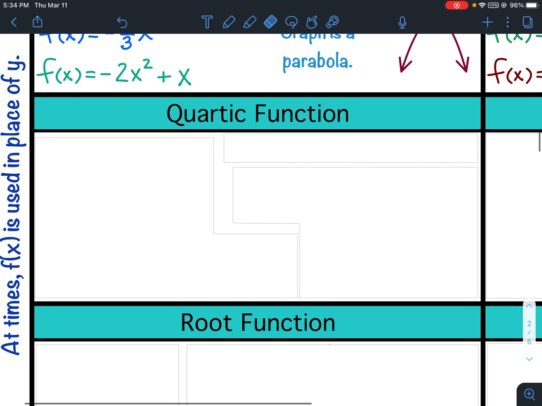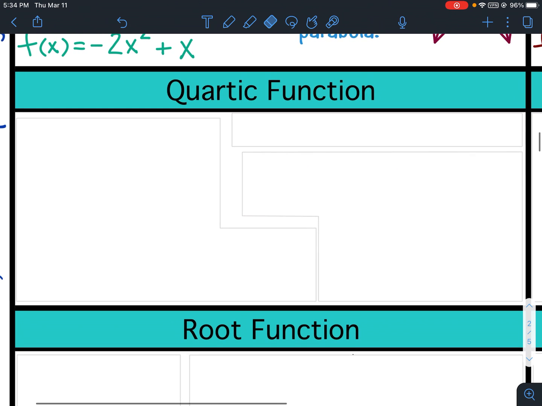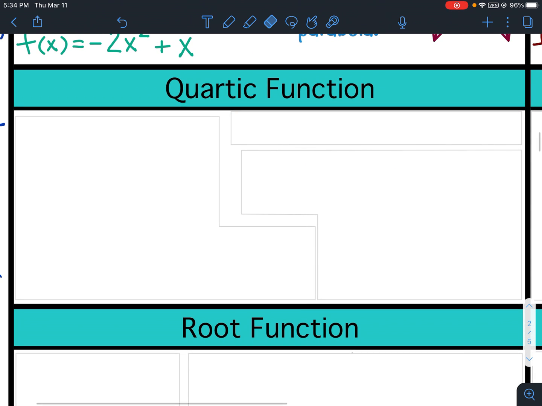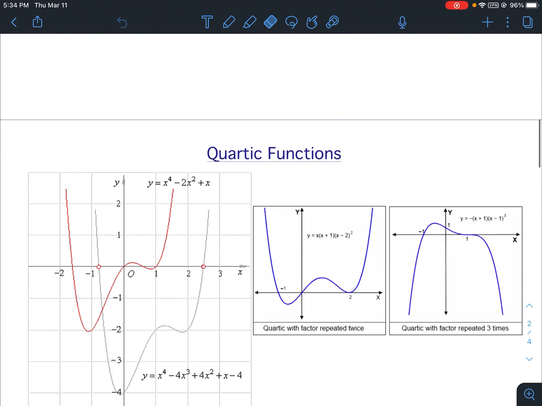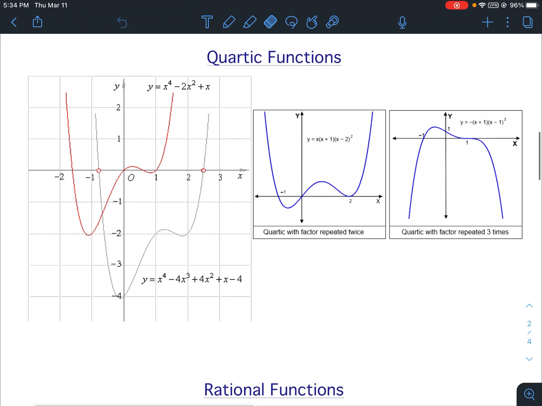Next is a quartic function. I like to call these the W functions because I think they kind of look like sloppy W's. These are quartic functions. The highest exponent is now a 4. Notice that both tails are pointing upward, or both tails are pointing downward.